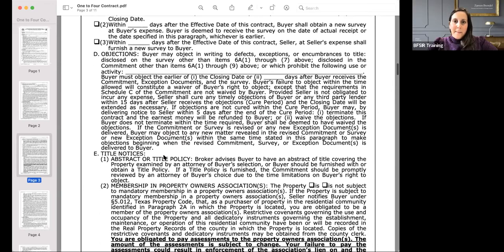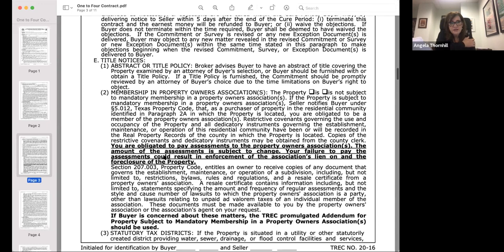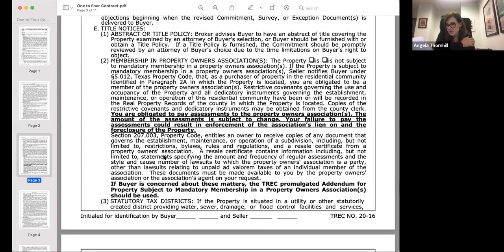Okay, moving on to E, title notices, membership in a mandatory property association. If it is there, you would check the is versus is not box, and you would have the addendum for the mandatory HOA be part of the contract. A mandatory HOA is when you have to be part of it by living in a certain neighborhood. Usually this has to do with gated neighborhoods, newer communities, as opposed to more in-town neighborhoods, like most of Highland Park and Lakewood and things like that, which are not in HOAs.